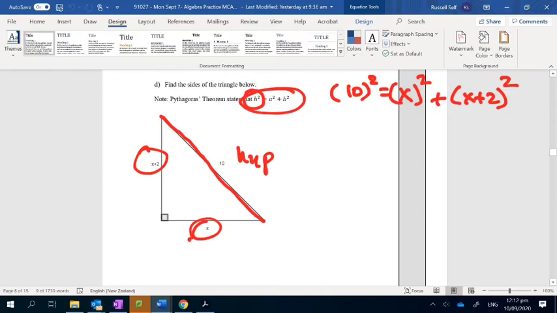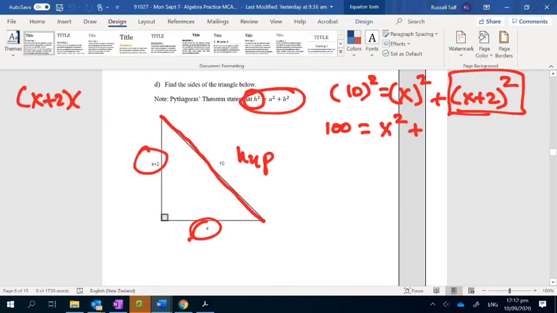Okay. What's 10 squared make? It's 100. 10 times 10 is 100. x times x is x squared, plus x plus 2 squared, quantity squared, means x plus 2 times another what?